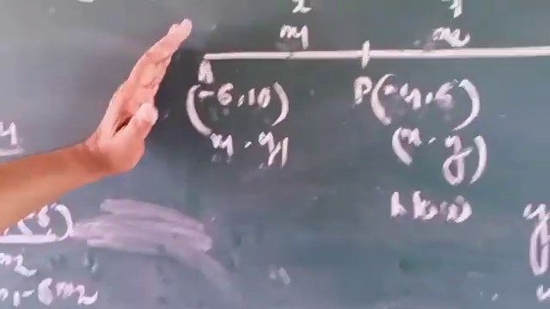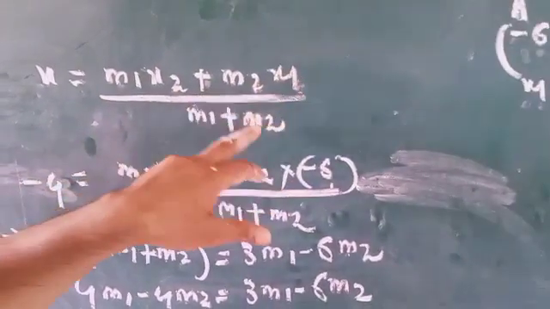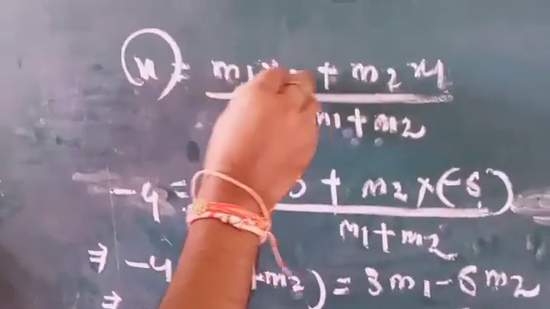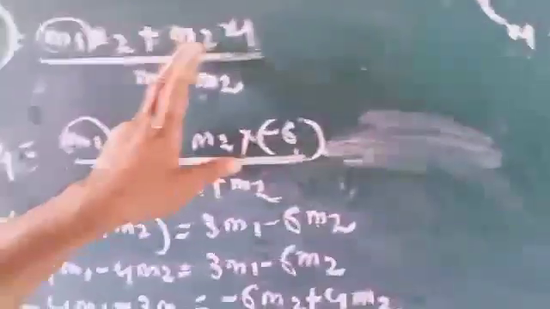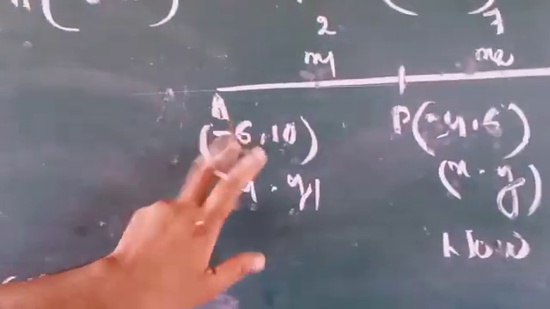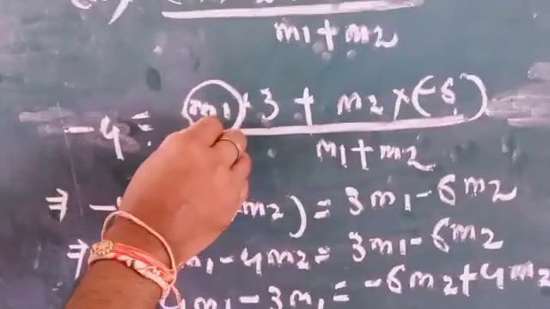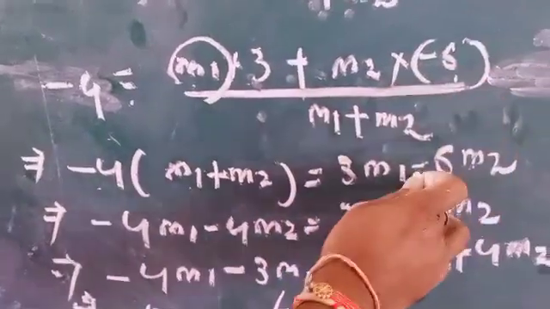So now use the section formula. The formula is x equals (m1 x2 plus m2 x1) divided by (m1 plus m2). Now put in the values: -4 is equal to m1 into x2, which is 3, plus m2 into x1, which is -6, divided by m1 plus m2. That implies -4 is equal to 3m1 minus 6m2 over m1 plus m2.